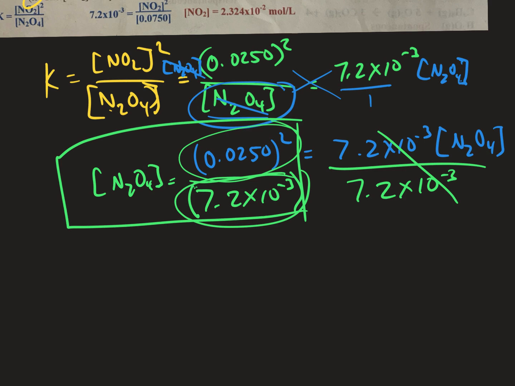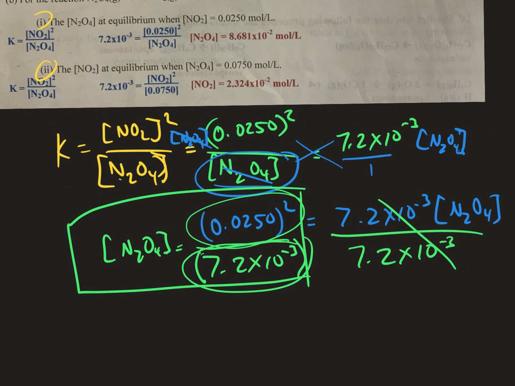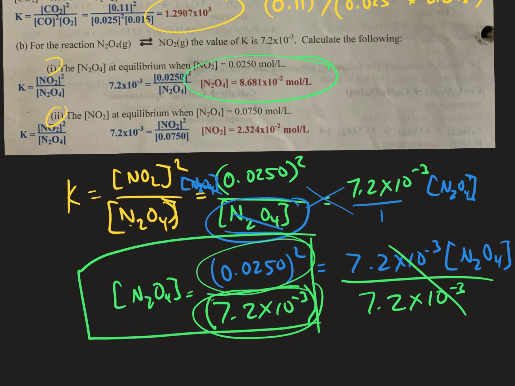Does anybody need to go over part II? That one we're going to have to square root when we're done, right? What was the answer? Oh, so the answer on this one is 8.68 times 10 to the negative 2, or in other words, that's 0.0868, right? Moles per liter.